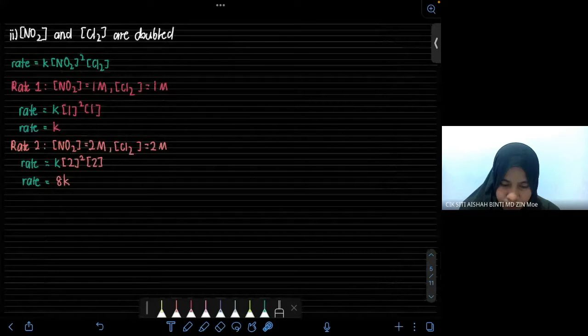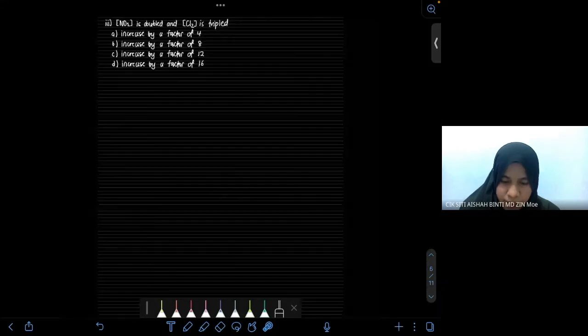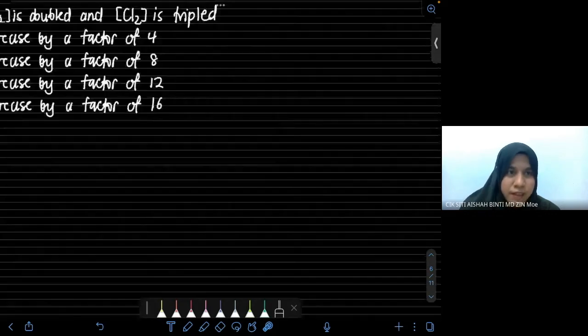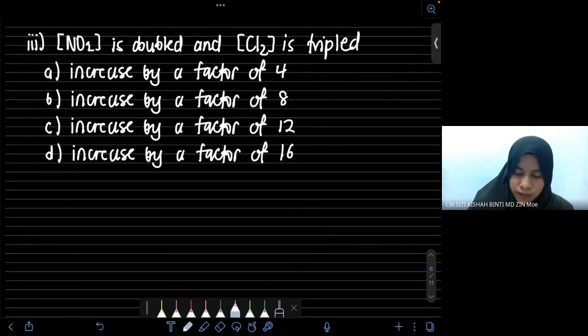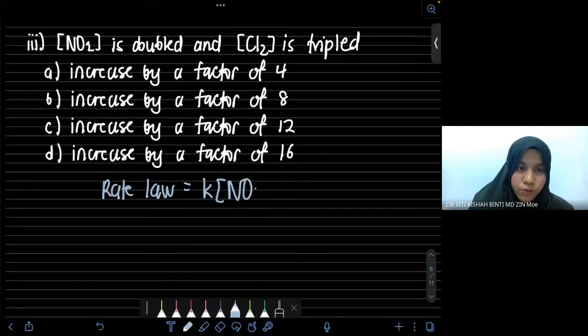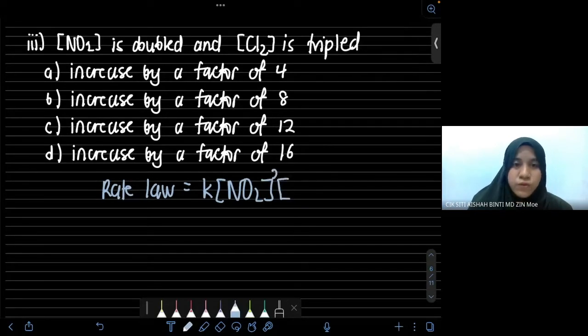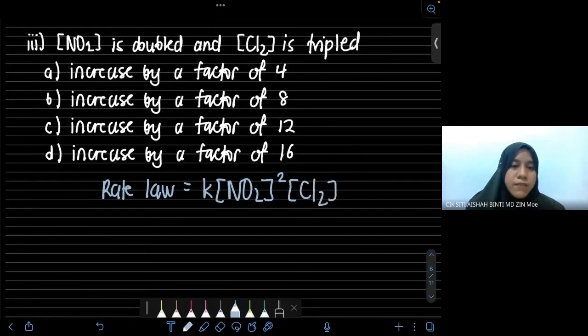Okay, ada satu Miss bagi soalan extra sikit. The same rate law, which is rate law dia, Miss tulis kat sini lah. Rate law is equal to tadi K, NO2 to the power of 2, and Cl2 to the power of 1. Okay, so yang ini pun again, try yourself, kita buat lagi satu.